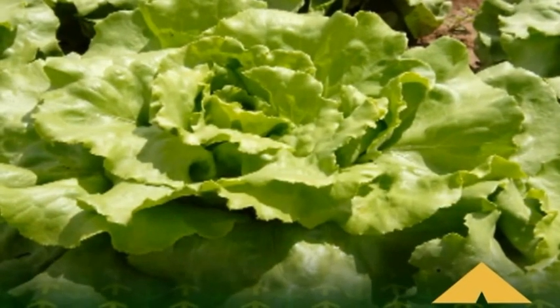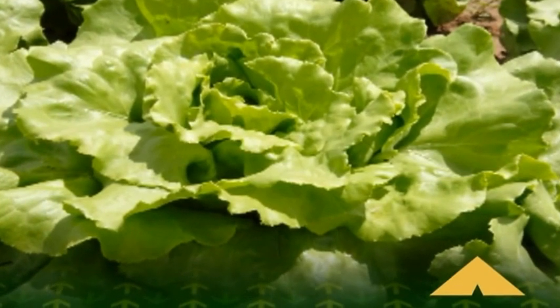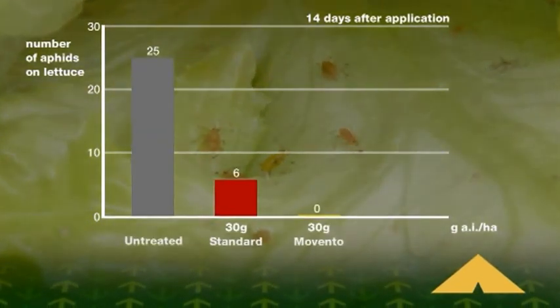With Movento, the good old days for pests are ending. Movento is taken up via the treated outer leaves and works very efficiently on the inner leaves. That's the end of hide and seek. Trials in the field show impressive effects.